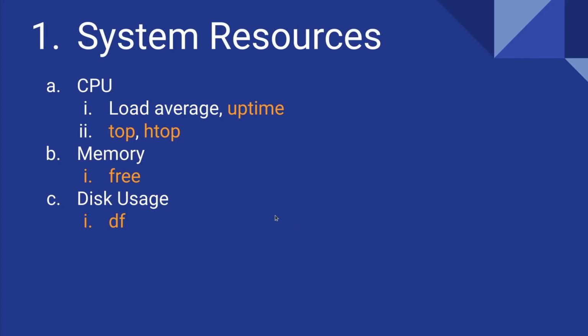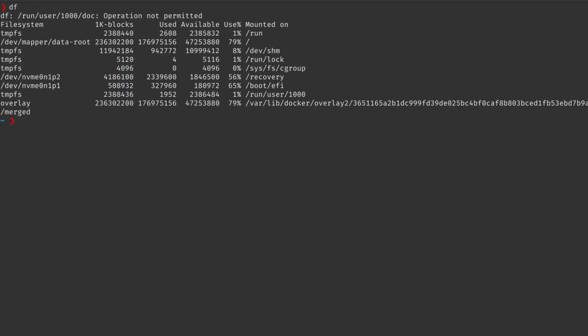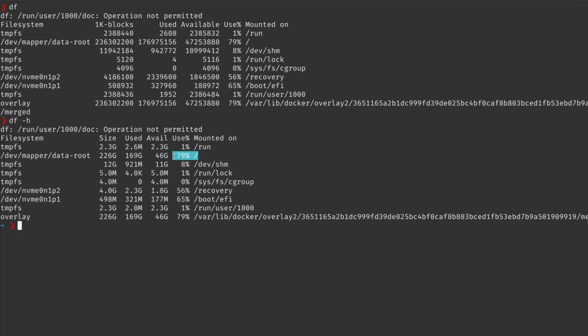And the next system resource would be the disk usage, which can be seen using the command df. The command df shows the disk usage. We can see the values in a more human readable format using df -h. Here, as you can see, the root partition is 79% used and there's only 46 gigabytes available.